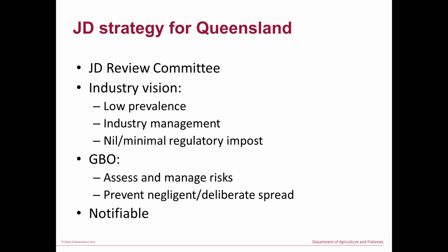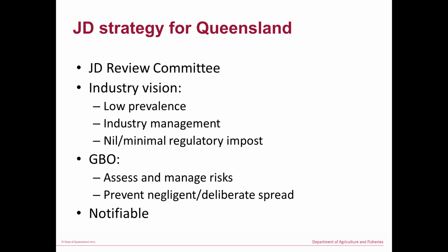The new strategy for Queensland is based around new national programs and new legislation. The Queensland Government established a JD review committee comprising industry leaders to consider what that might look like to best meet the needs of the Queensland industries into the future. That review committee came up with a vision for how we want Johnes disease to look like in Queensland into the future. We know there's a low prevalence of Johnes disease in Queensland. We want to maintain that low prevalence into the future, but we want industry to manage that maintenance of low prevalence with minimal regulatory impost.